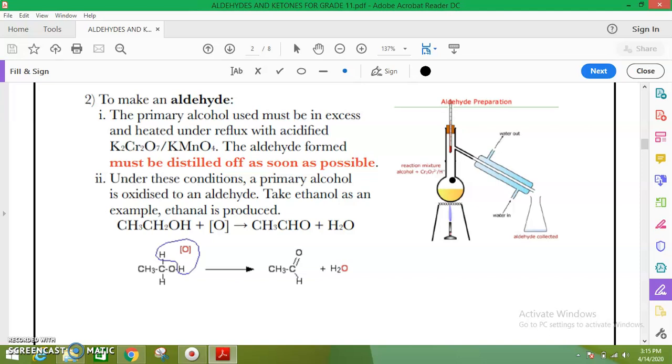Removal of hydrogen and addition of oxygen is called oxidation. This apparatus we can use for oxidation. Look here, alcohol plus oxidizing reagent. We add them in this round bottom flask, then we heat this solution. During this, hydrogen is removed from the alcohol and addition of oxygen takes place. So you will get the aldehyde, CH3, C double bond O and one side hydrogen. This is the aldehyde, with the removal of a small water molecule.